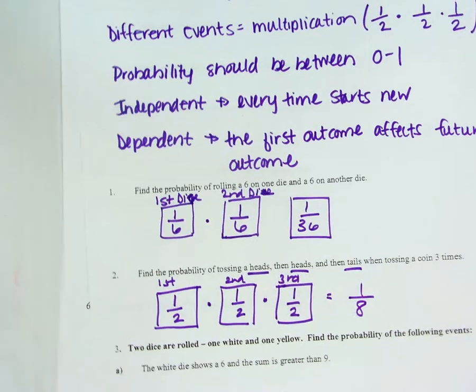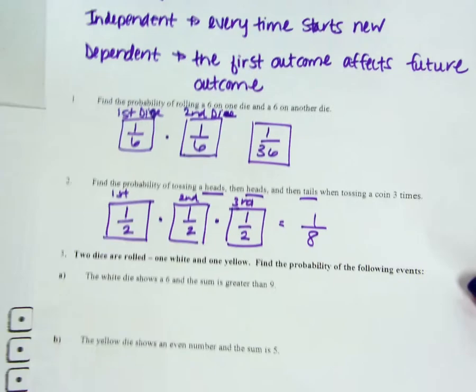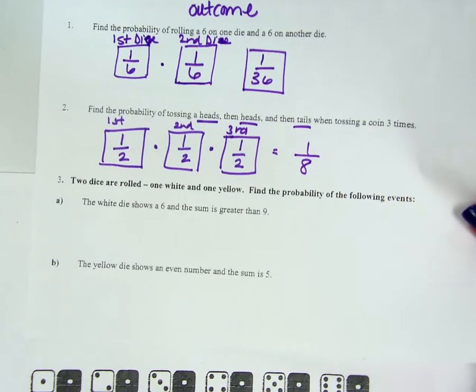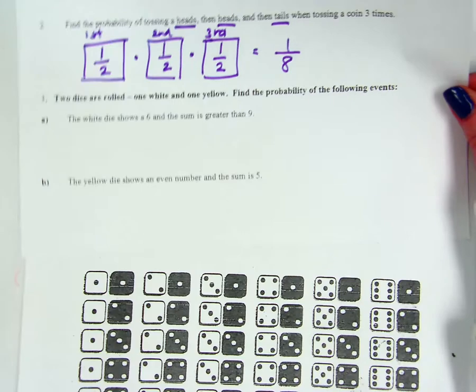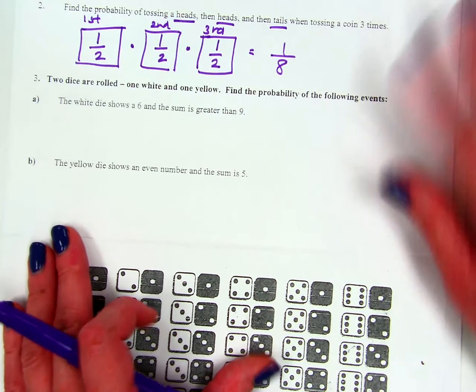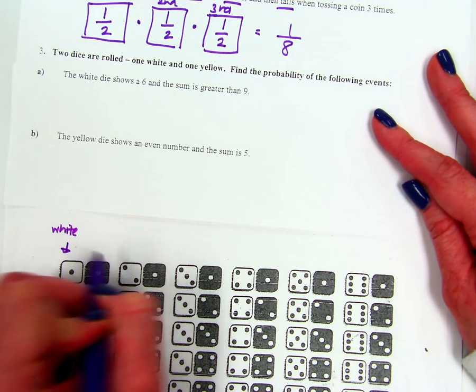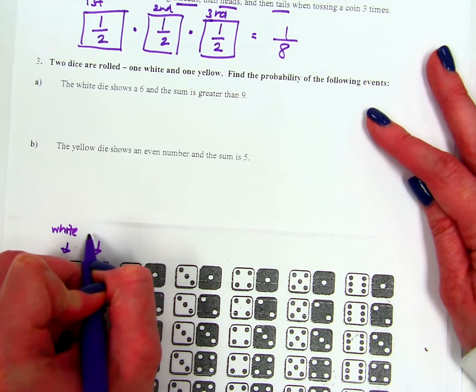We're going to flip back to that sheet you have with the die on there, and it says 2 die are rolled, 1 white, 1 yellow. Find the probability of the following events. I know this is a black and white copy here, so I'm just going to label. These are going to be my white die, and these right here are going to be my yellow.